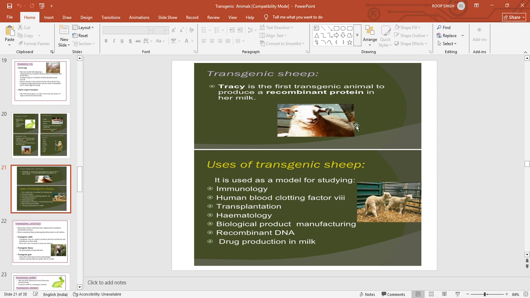So this is transgenic sheep. Tracy is the first transgenic animal to produce a recombinant protein in her milk. Transgenic sheep is also a very ideal model for studying immunology, human blood clotting factor, transplantation, hematology, biological products manufacturing, recombinant DNA, drug production in milk. So one can use this transgenic sheep for producing drugs or recombinant protein for therapeutic purposes. So there are so many advantages of these transgenic animals now.